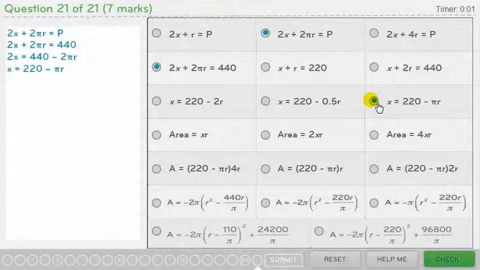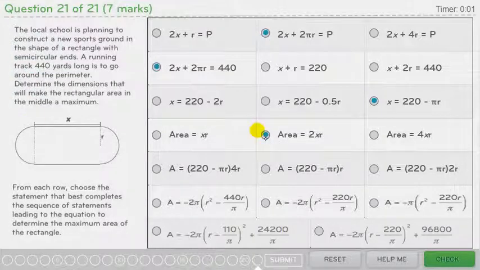Next, we need to come up with an equation for the area. In this case, the area is equal to 2xr. The x represents the distance going across the top of our rectangle, and if you look at the width, it would be r times 2, because r is the radius, so we'd have to double it to have that entire width. So we get area is equal to 2xr.